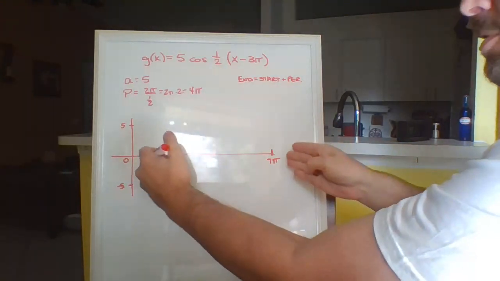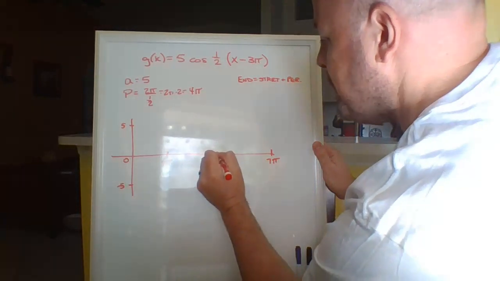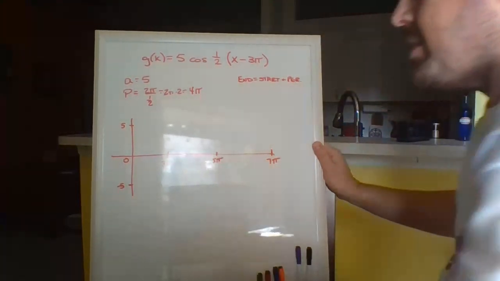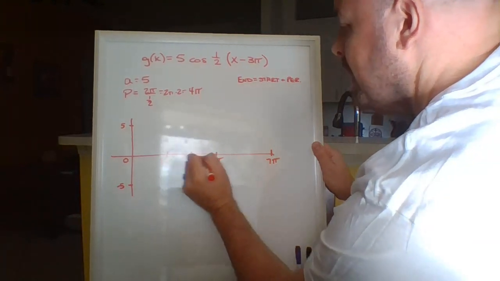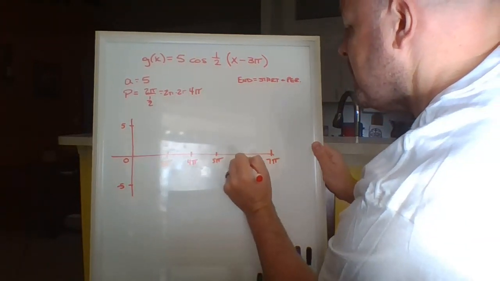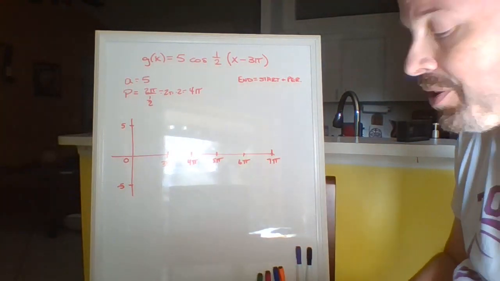All right, so my graph is going to fall here. Midpoint, 3 plus 7 is 10. Half of 10 is 5. So your midpoint's 5 pi. Obviously, right between 3 and 5 is 4 pi. And between 5 and 7 is 6 pi. So now we have all of our quarter points, and all that's left is to draw the curve.